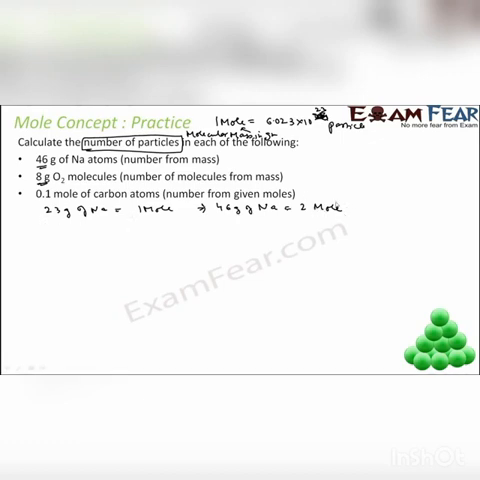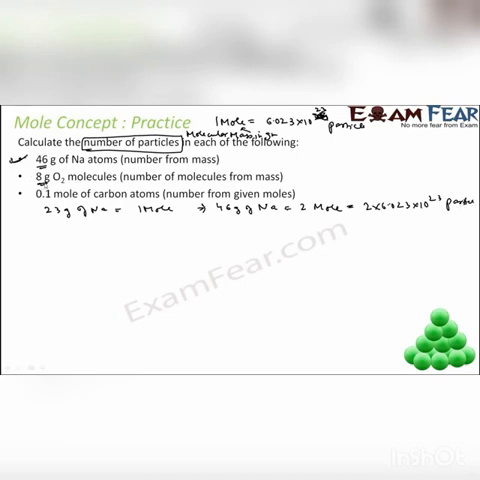So 2 moles is what? 2 into this many particles. That is 2 into 6.023 into 10 to the power 23 particles. You can do the maths. It will be 12.044 into 10 to the power 23 particles, or 1.2044 into 10 to the power 24 particles. You can do that maths.